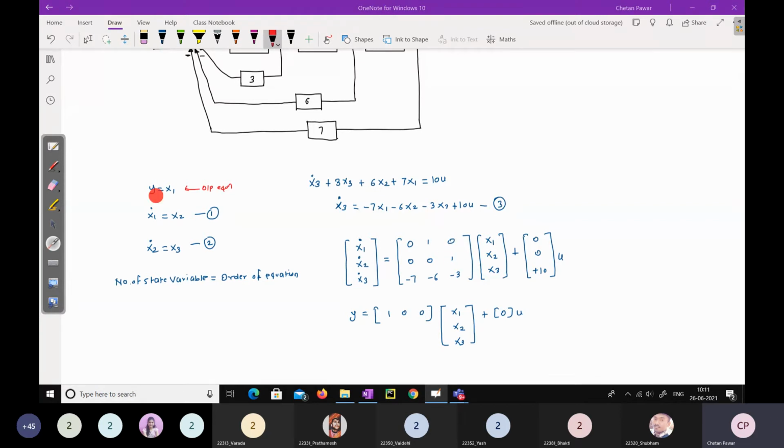And what is the output equation? Y is equal to x1. So only the x1 term is there. So 1, 0, 0 into x1, x2, x3, right? Like this way. And input is also 0. So only the x1 term is there. That's why 1 into x1. It's only 0.